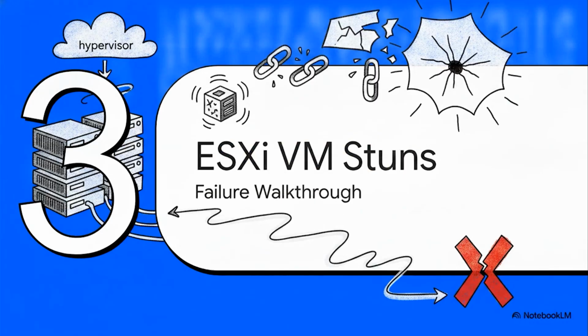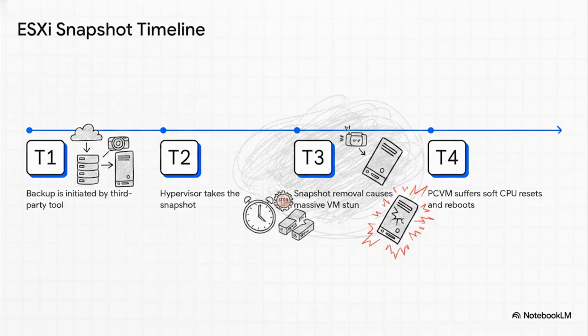Moving right along to Section 3, Walkthrough, ESXi VM stuns. So when a third-party backup tool targets a PCVM running specifically on ESXi, here's how the destruction plays out.